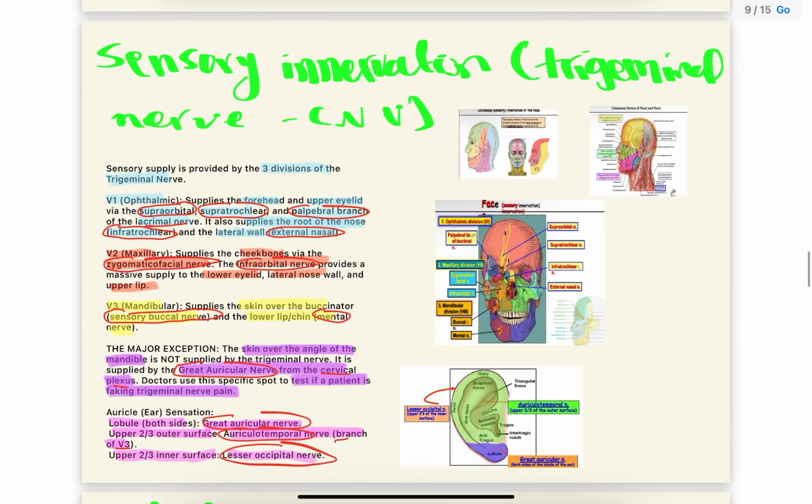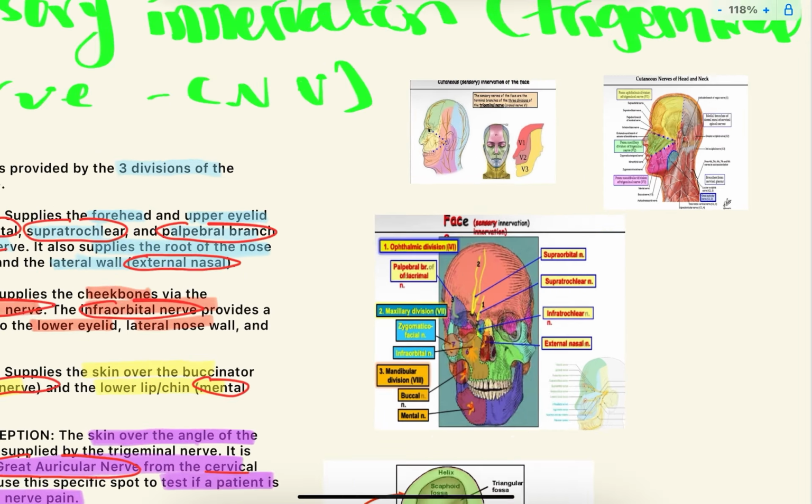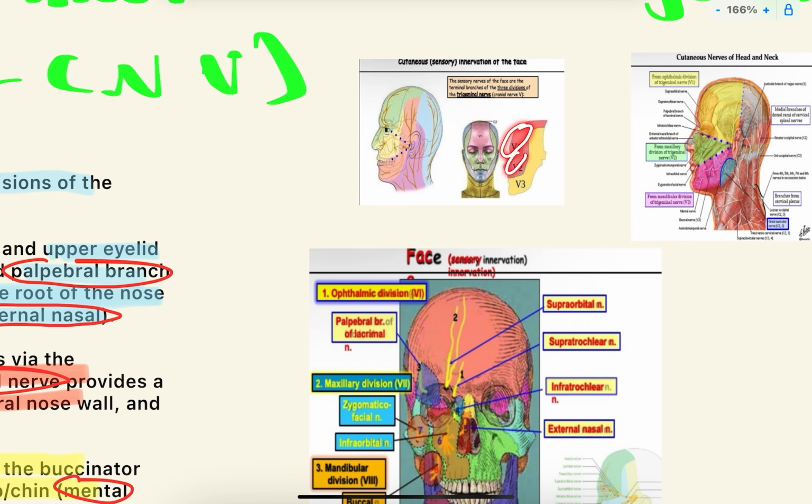Let's go to the sensory innervation. The sensory innervation is by the trigeminal nerve or cranial nerve 5. Now it has three important divisions, which are V1, V2, and V3. So V1 is the ophthalmic, V2 is the maxillary, V3 is the mandibular. So let's start with talking about the ophthalmic nerve. As you can see here, this is V1, V2, and V3. And now this is just the beginning, just for you to assume where it's going to supply.